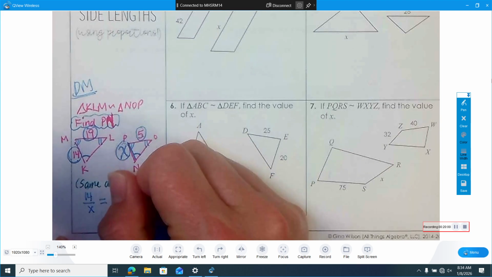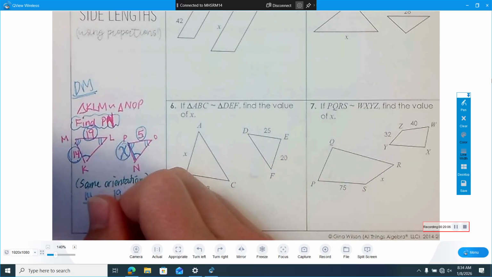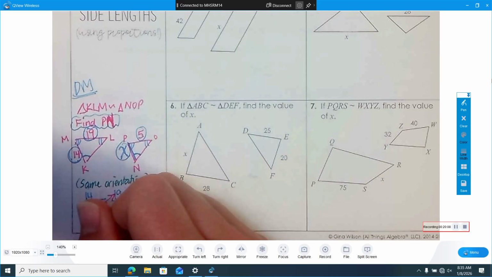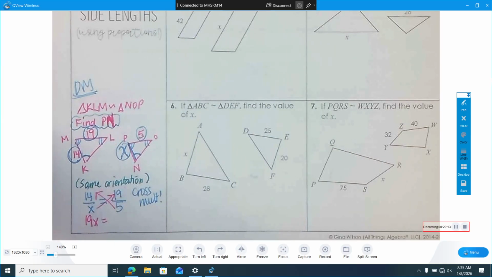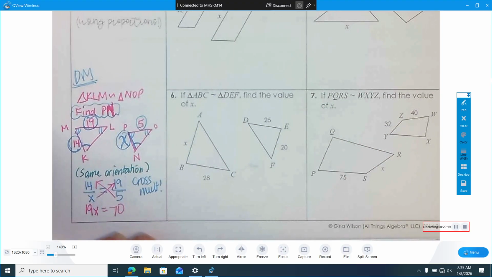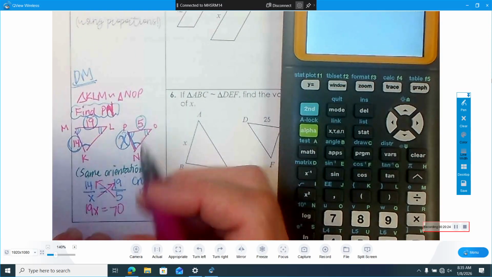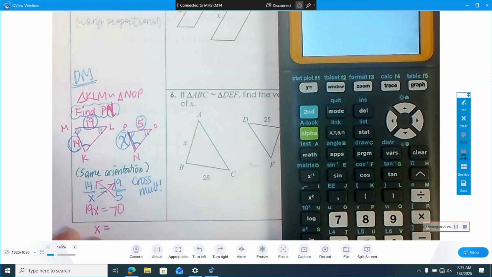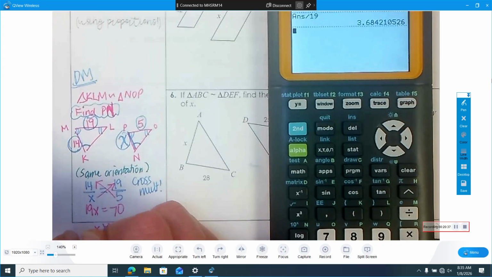So we are cross-multiplying. I'm going to multiply x times 19, which is 19x, and that's going to be equal to 5 times 14. 5 times 14 is 70. And then how do I get x by itself? You divide by 19. So I get x equals 3 point, if I round to the tenths place, 3.7 approximately. Okay?